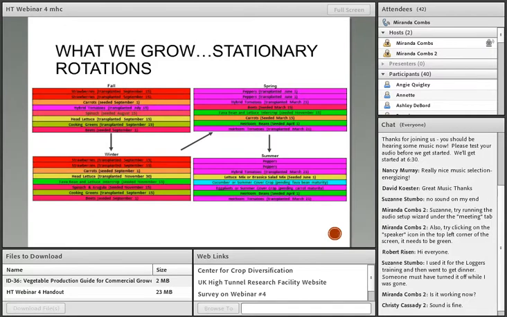So in the next few slides, I'm going to go through each season in our high tunnels. I'm going to offer you some planting dates that have worked for us, but I also want to point out again that these are very location and microclimate specific.